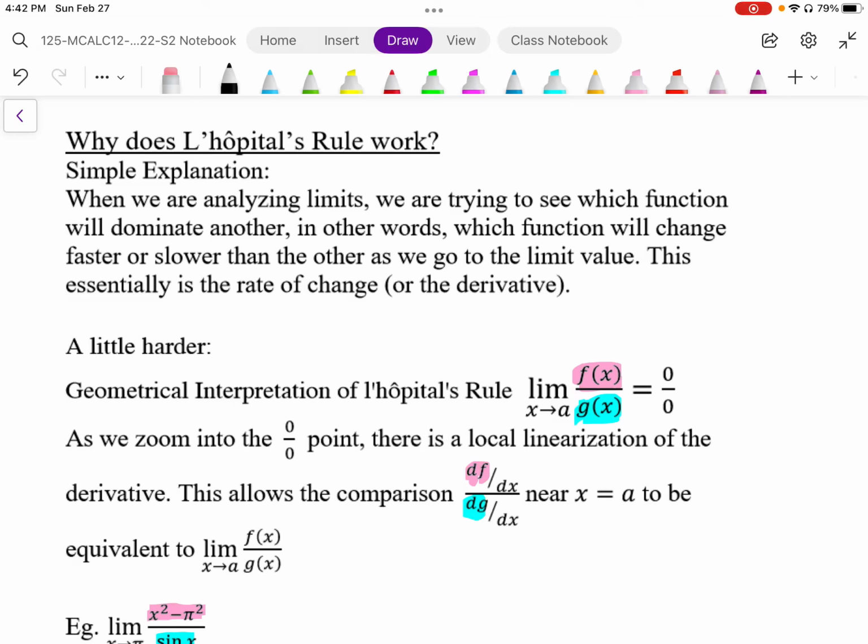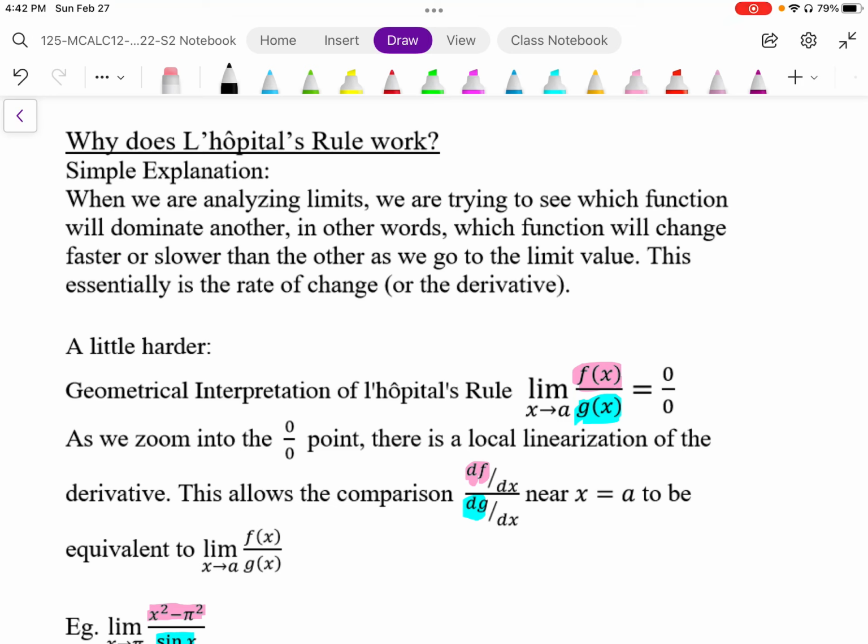Why does L'Hopital's rule work? Well, a simple way to look at this is just to think of a limit as how they're getting to the limit point. If we want to look at how the numerator and denominator are getting to a limit point, we want to actually see how they change, or how fast they're going to go there. So this is essentially a rate of change, or the derivative.